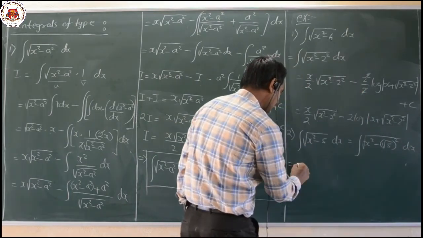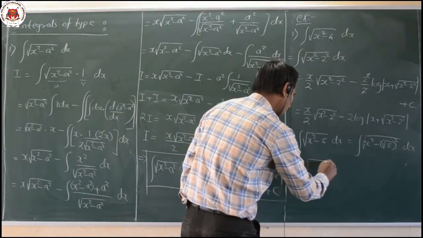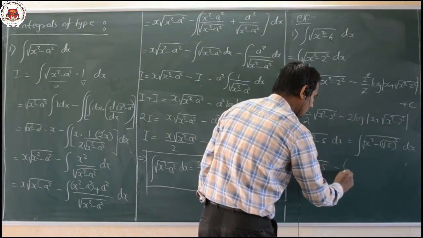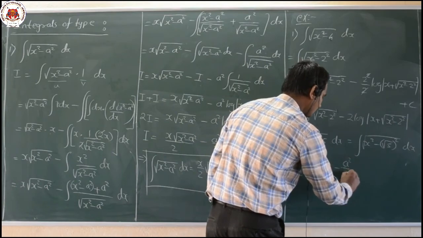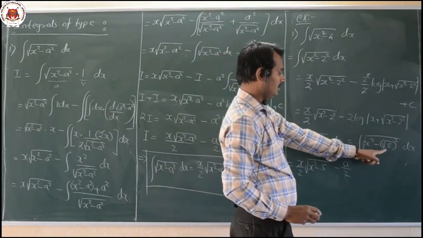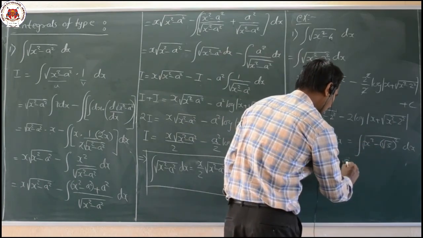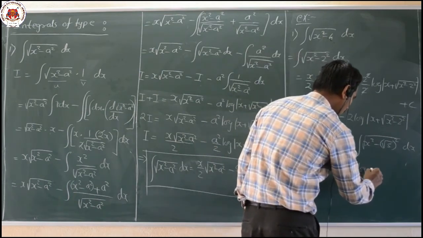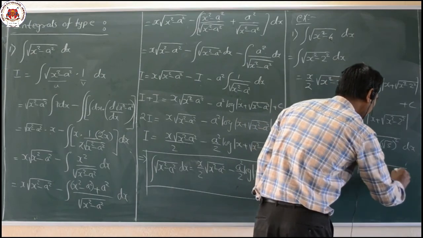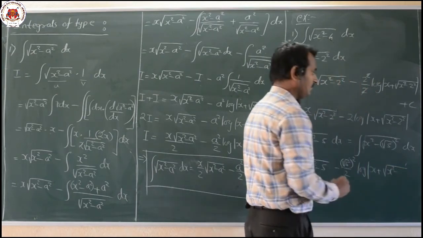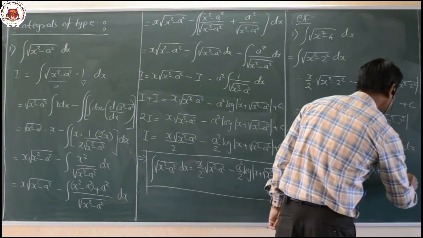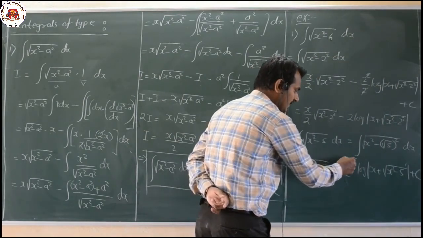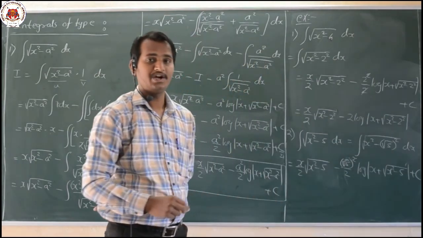So that is nothing but x by 2 into root of x square minus a square, that is nothing but 5 only, minus a square by 2. What is the a square value here? That is root 5 square, again that is only 5, into log of x plus root of x square minus 5 plus an integral constant c. So here root 5 gets eliminated and that will be our required result.